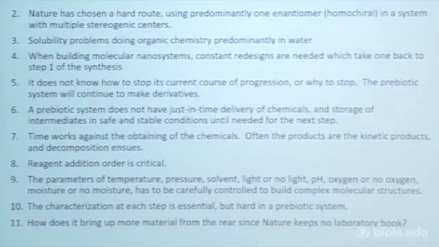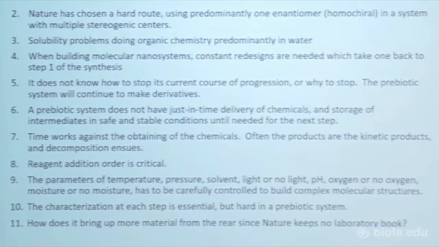There's a number of criteria that nature has to deal with. If you view this totally as a materialistic world, nature has chosen a hard route. It's chosen most of its molecules can be enantiomeric, and it's chosen them as homochiral. So the system has multiple stereogenic centers, and it's chosen homochiral. These are hard compounds to work with. Just trust me, it's very hard to do homochiral synthesis on something with multiple stereogenic centers. You have solubility problems. Try to do organic chemistry in water. That's what a natural system has to do.